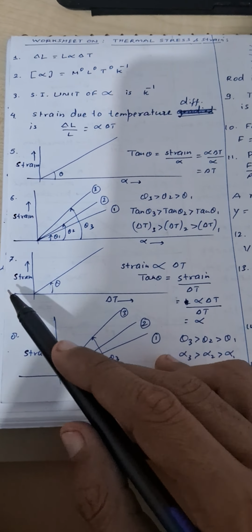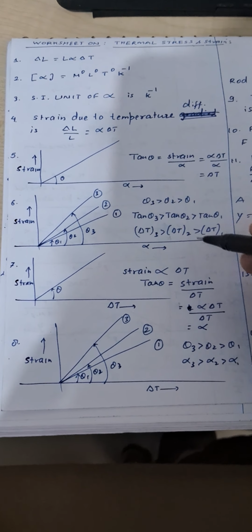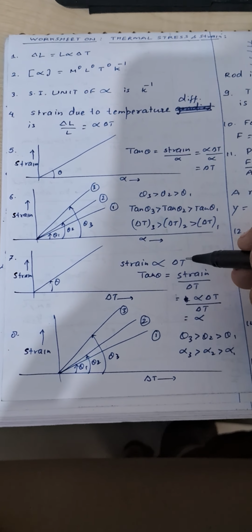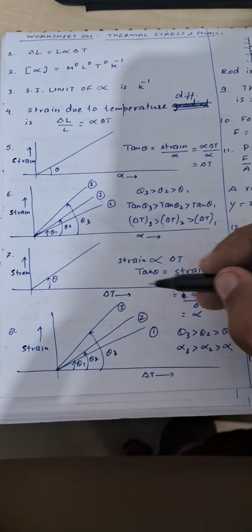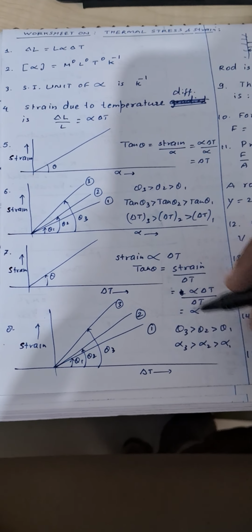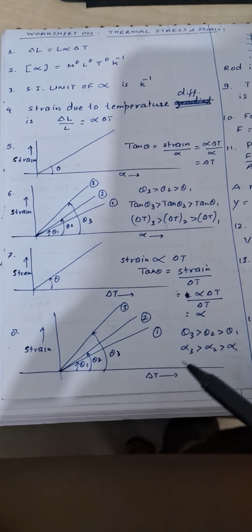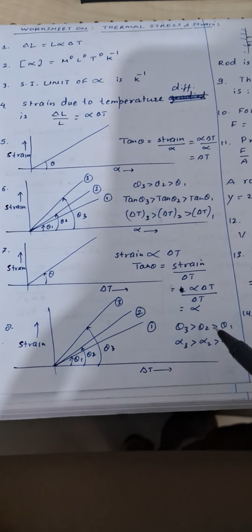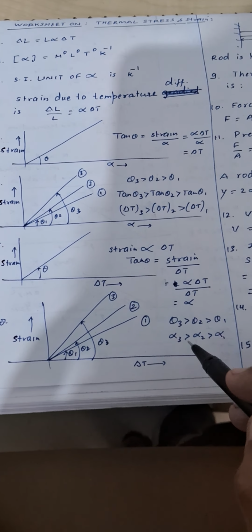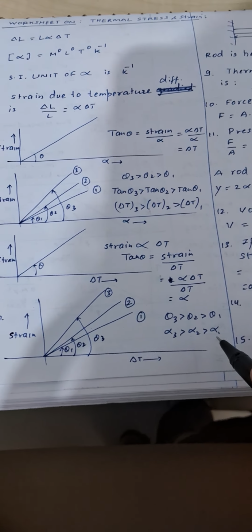Next, if we draw a graph between strain and delta T, it is also a straight line as there is a direct proportionality relation. So tan theta will be strain by delta T, which corresponds to alpha. Suppose there are three graphs 1, 2, 3. We can see that theta 3 is greater than theta 2, which is greater than theta 1. So alpha 3 will be greater than alpha 2, which is greater than alpha 1.